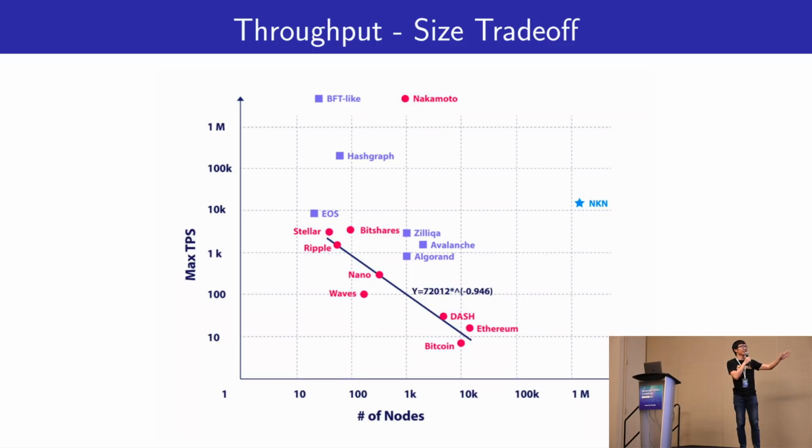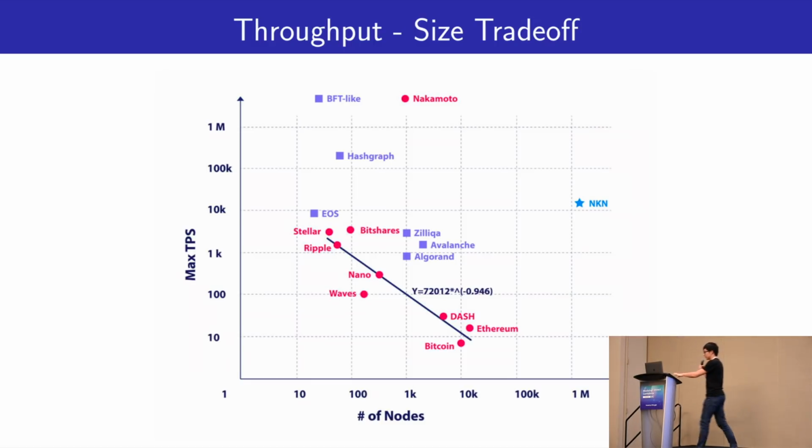Basically, the larger the network size is, the smaller the TPS would be. We will soon see what's the reason behind this. But at NKN, we are essentially a data transmission network, so we want a large number of nodes in the network. That's a requirement, and also we need high throughput. So we really want to push the line towards the upper right corner. Let's take a look at how we try to achieve that.